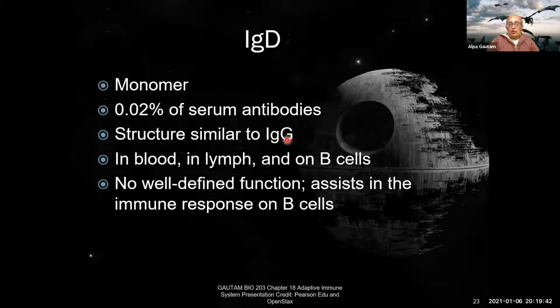IgDs are similar to IgGs, which we'll see in a minute. They can be in blood or lymph. These are the antibodies that are on B cells. Remember, I was talking about B cells, and they have antibodies sticking out. The class of antibody that's sticking out is the IgDs. They basically just help bind the specific antigen, and then the B cell gets activated, and then you have more antibodies that are formed that are now free floating.